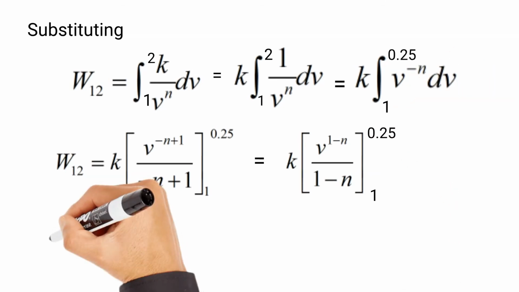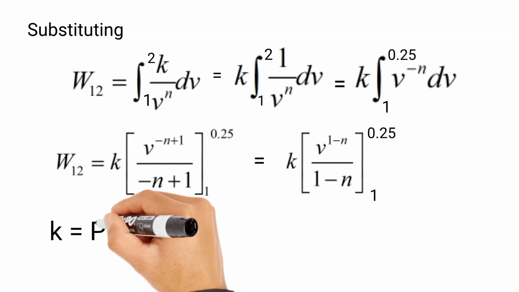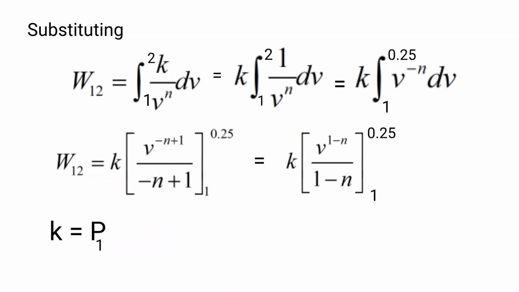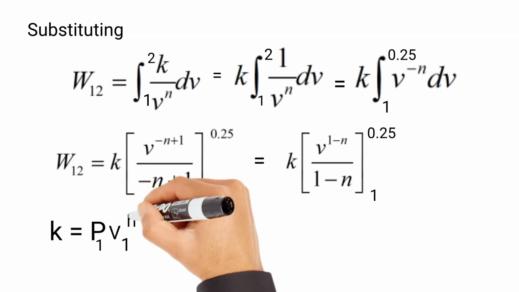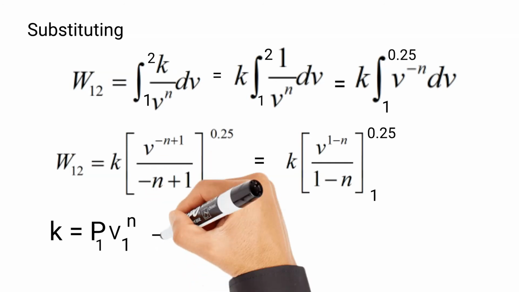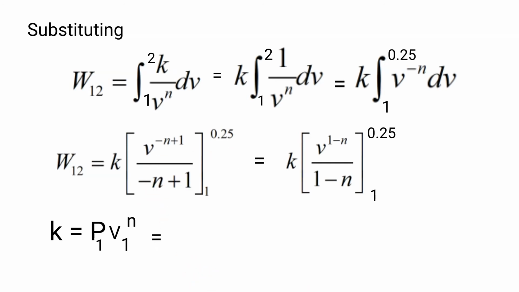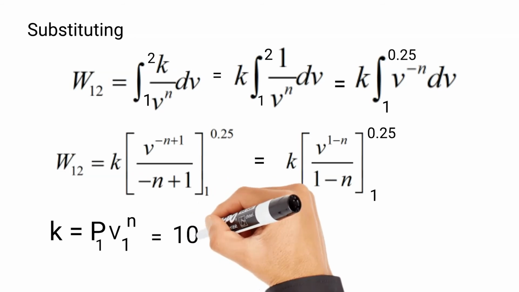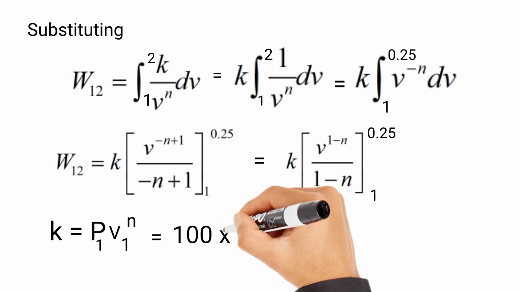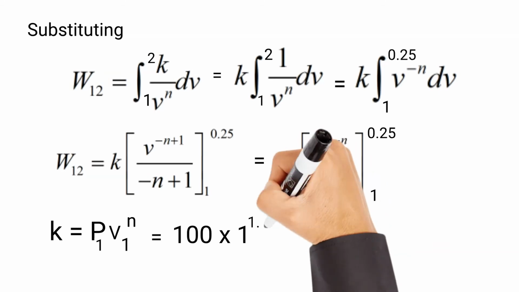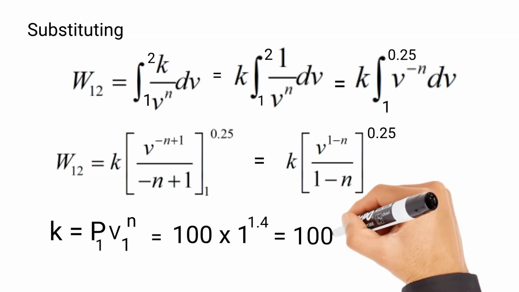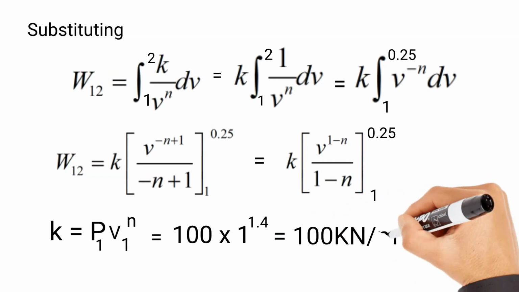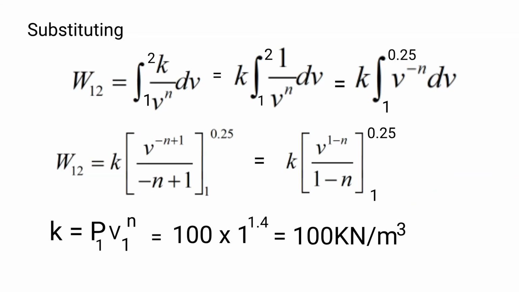Is that okay? At this point, we need to find the value of K before we can continue. Now remember, PV raised to power n equals K, so we can use that to find the value of K. So we know the value of P1, we know the value of V1, we know the value of n. P1 is 100, V1 is 1, n is 1.4. So when we simplify this, we're going to have 100 kilonewton per meter cube for K.